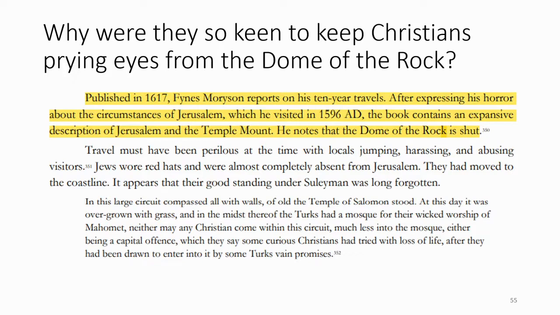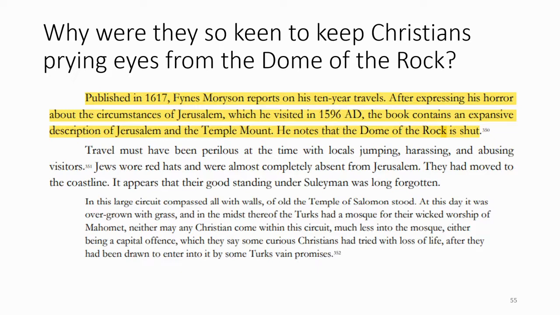Published in 1617, Fiennes Morrison reports on his 10-year travels. After expressing his horror about the circumstances of Jerusalem, which he visited in 1596, the book contains an expansive description of Jerusalem and the Temple Mount. He notes that the Dome of the Rock is shut. And I'll just share with you what he said about it.